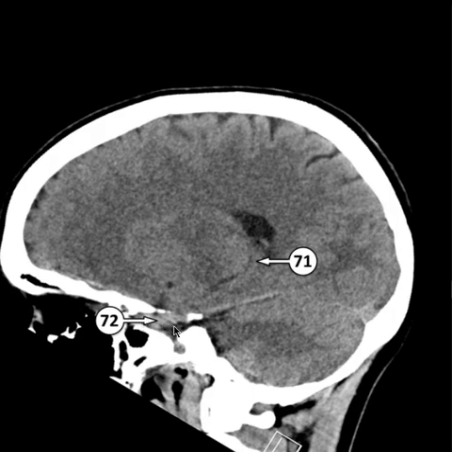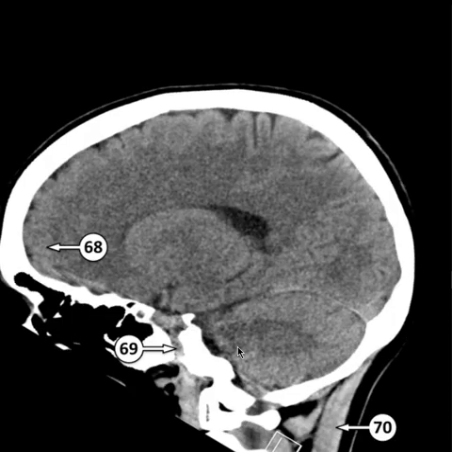And we know that the choroid plexus is the structure in the brain responsible for producing cerebrospinal fluid. 72 is the cavernous sinus. 68 is the frontal pole. And 69 is the carotid canal. 70 is the trapezius muscle.